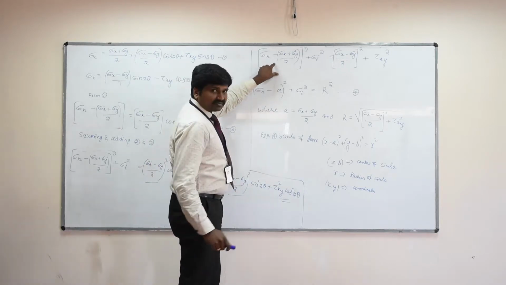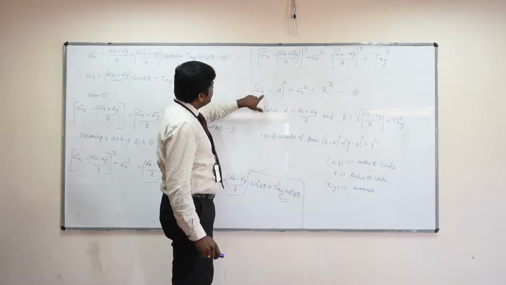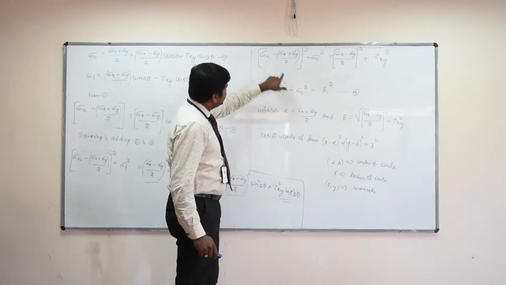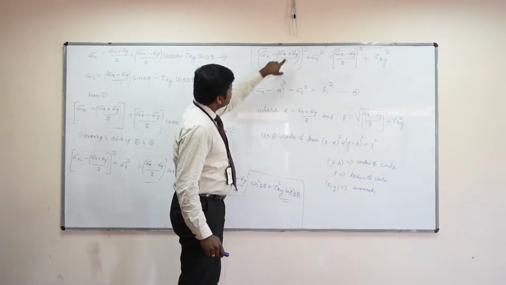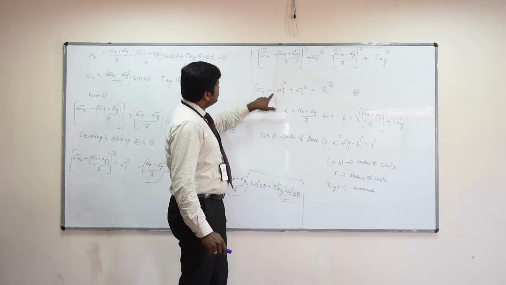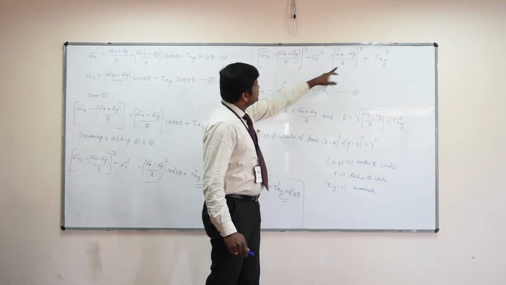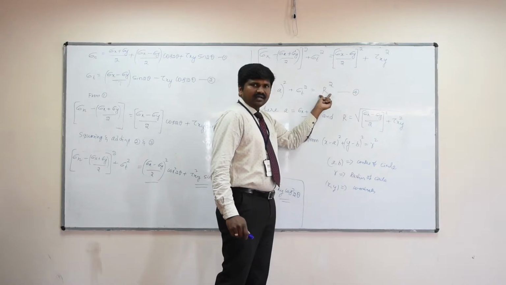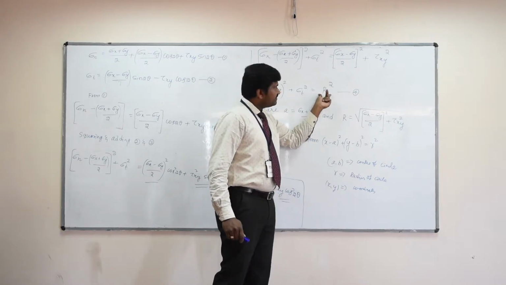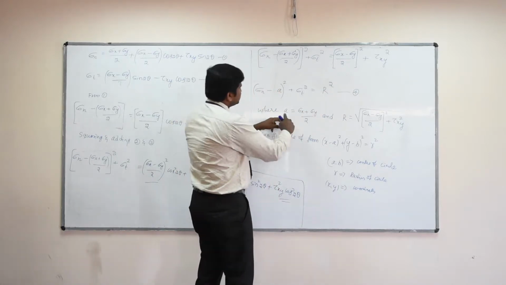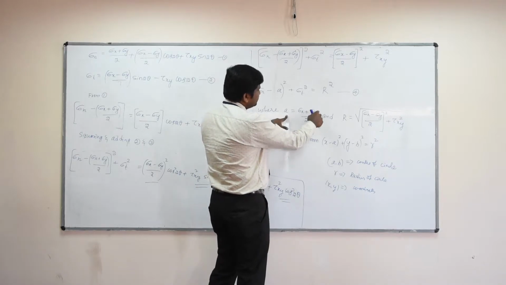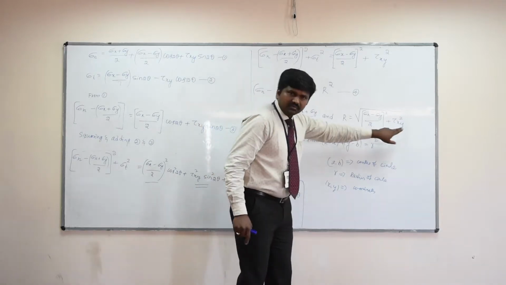So if we rewrite this equation like this: sigma n minus a, whole square, where I am calling this a, plus sigma t square as it is, equals this term, which I am calling r squared, where r is the radius of the Mohr circle in fact. So here I have written a is equal to sigma x plus sigma y by 2 and r is equal to this.